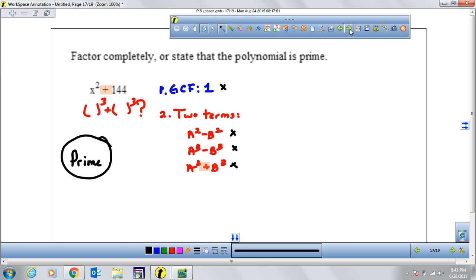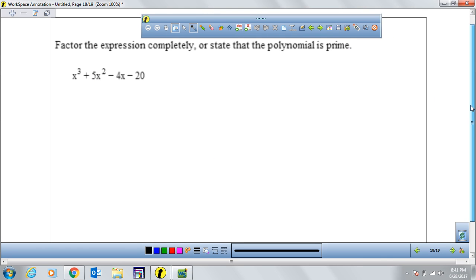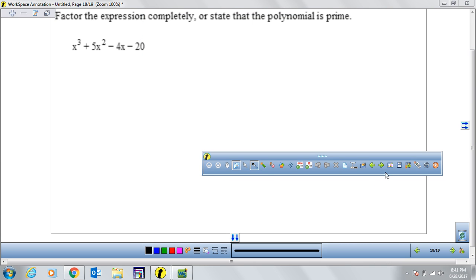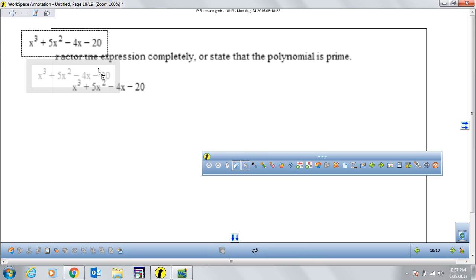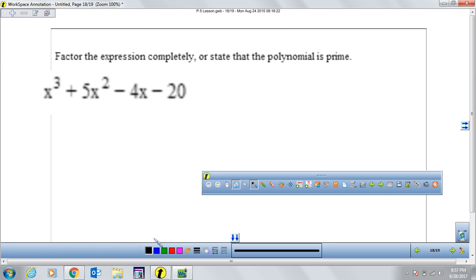Okay. Let's do one more question. This is going to be my last question for this section right here. We're going to factor the expression completely or state that the polynomial is prime. Now, number one thing that we got to do again is that we need to find out if this polynomial has a greatest common factor, which in this case, if we look at all of the terms together, x cubed, 5x squared, 4x, and 20, all of them, they can only be divided by 1, and there is no x's in common. So there is no greatest common factor other than 1.